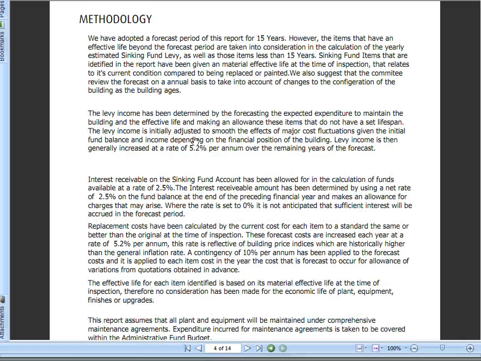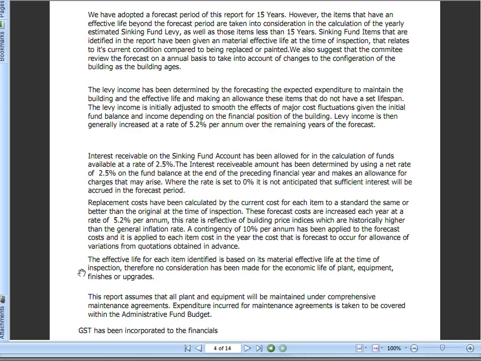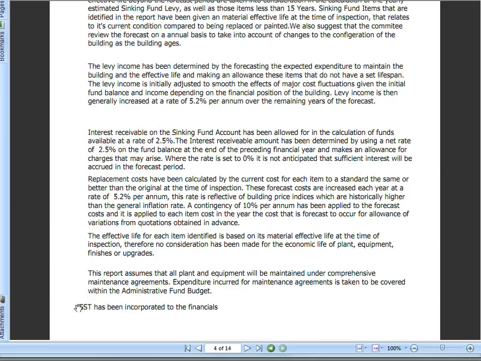Alright, so we're looking at the methodology behind the sinking fund. So either with the sinking fund or a maintenance plan, we do that over a 15-year period. So this is where we talk about the levy incomes, where we allow for the levies over that period of time. We also allow for the interest on how much money we need to set aside over that time, or the extra money that can be made available in the sinking fund forecast. Also with the report, you can either have it registered for GST or without GST, to make that the easiest way to maintain your building, making sure that there's enough money put aside in the building to look after that program.